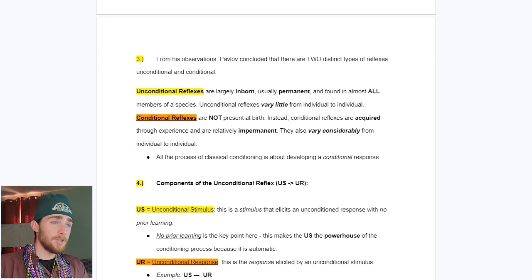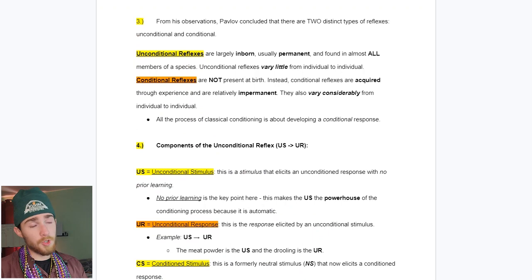From his observations, Pavlov concluded that there are two distinct types of reflexes: unconditional and conditional. Unconditional reflexes are largely inborn, usually permanent, and found in almost all members of a species. Unconditional reflexes tend to vary little from individual to individual, so we see very little variety from person to person, from animal to animal when it comes to unconditional reflexes.